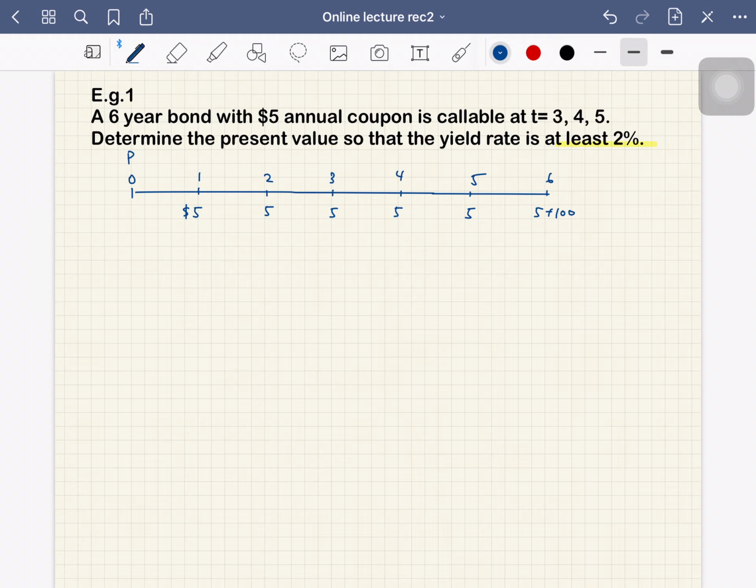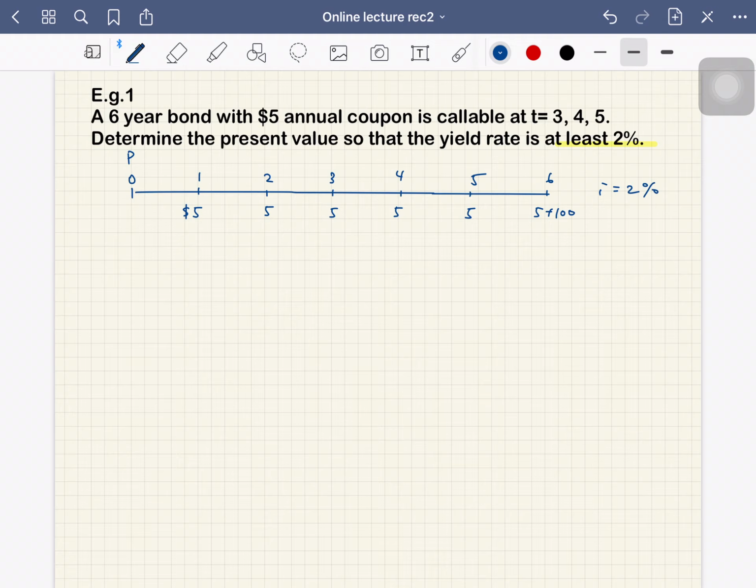And yield rate is 2%, so i is equal to 2%. So at least 2% it says, but basically we just determine P when i is exactly equal to 2%. So if P is smaller, then of course yield rate is higher, but the present value there should be exactly corresponding to i equal to 2%. Okay, so how to determine the P?